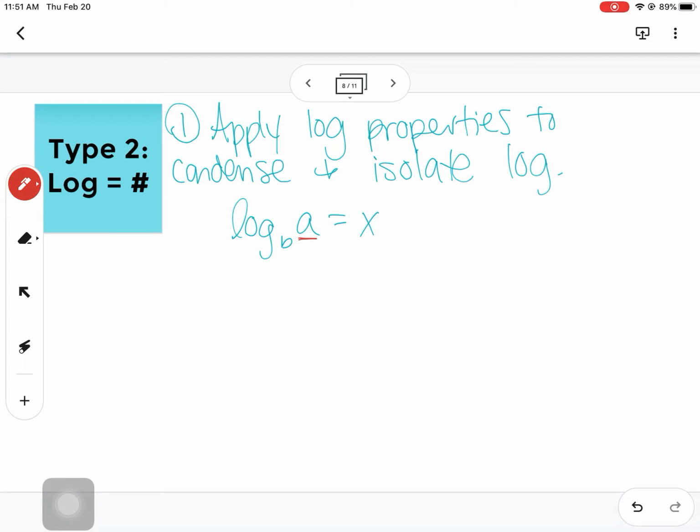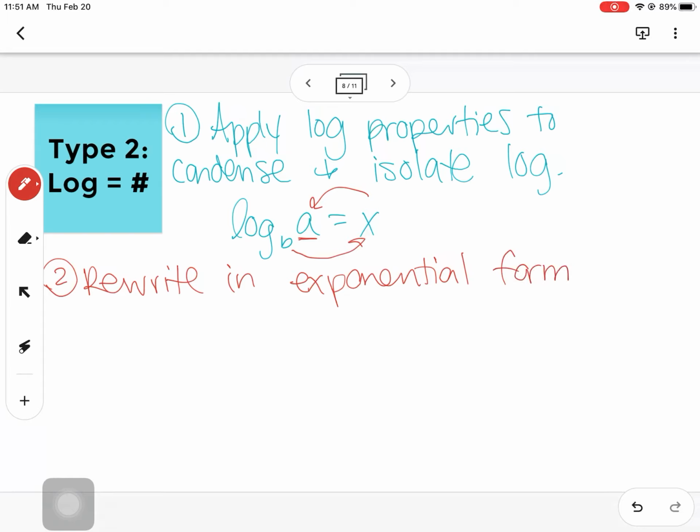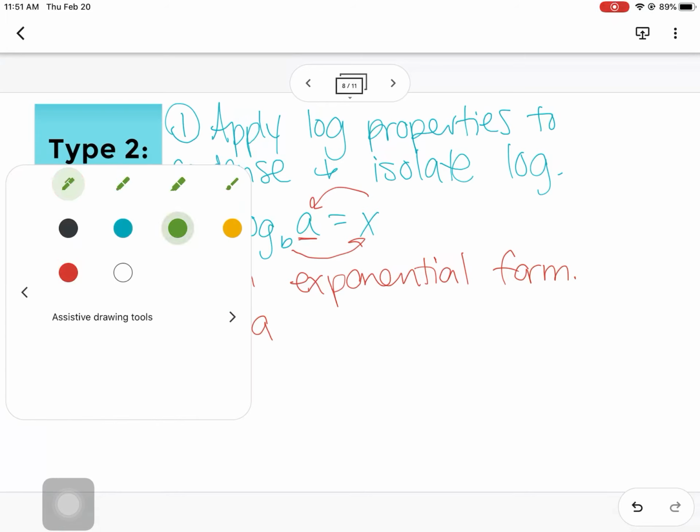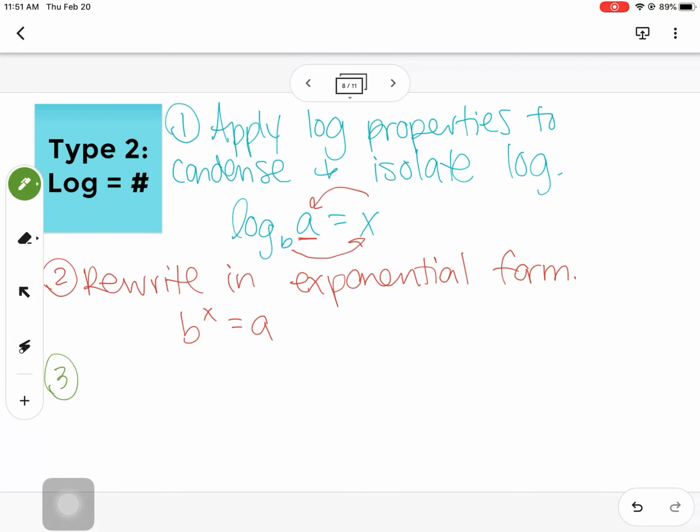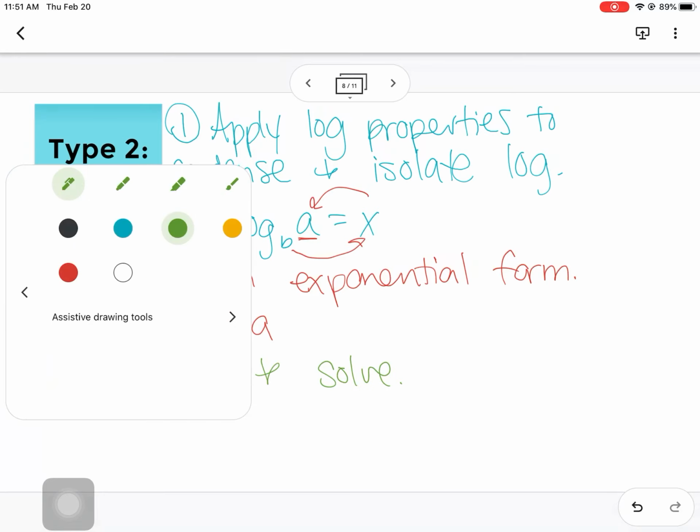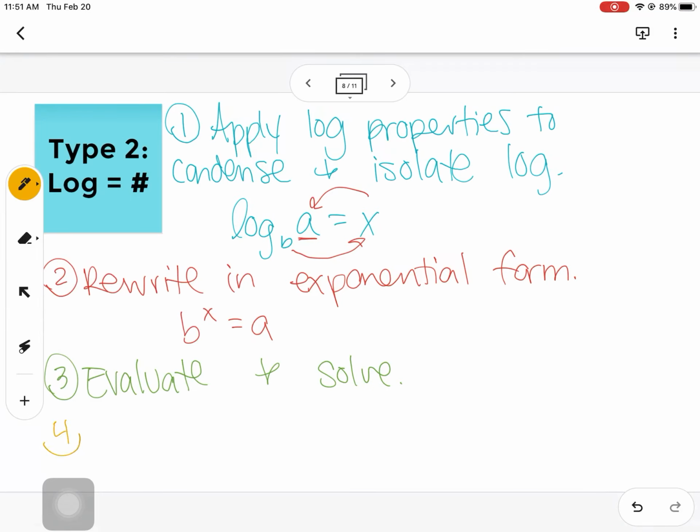With this one, our variable is going to be inside of our log, and we need to get it out of that. So the way that we're going to do it is going to go all the way back to the first day, where we are going to rewrite this in exponential form. So we are going to rewrite it as b to the x equals a. You're going to be able to evaluate that exponent value and then solve. And then last but not least, like before, you are going to have to check for extraneous solutions.